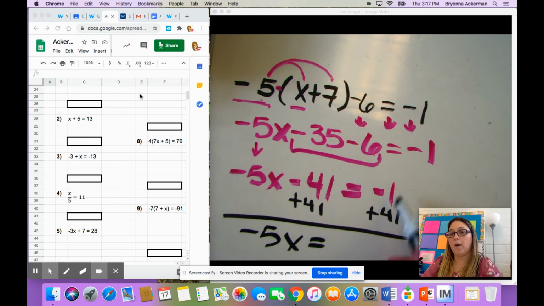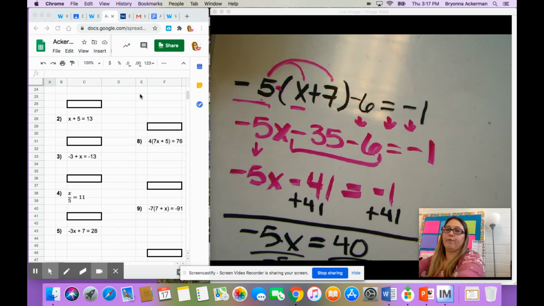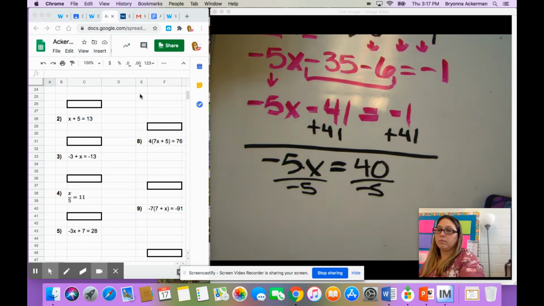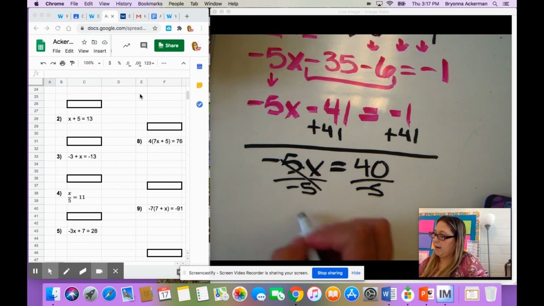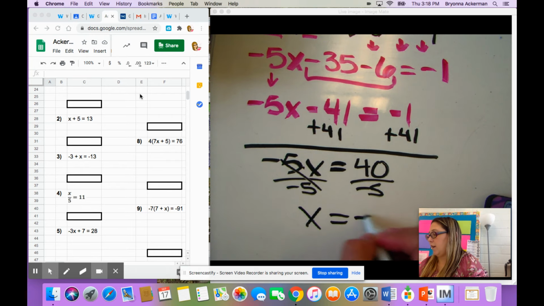So now we're going to bring this down. We have a negative 1 plus a 41, so we're left with a positive 40. And then the last step, how do we get X all by itself? Well, right now it's being multiplied, so its opposite would be division. So we're going to divide both sides by a negative 5. That goes away, and we get X is equal to negative 8.